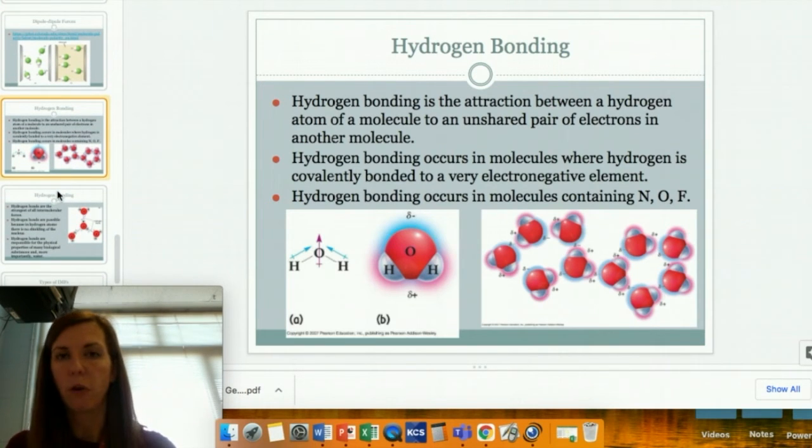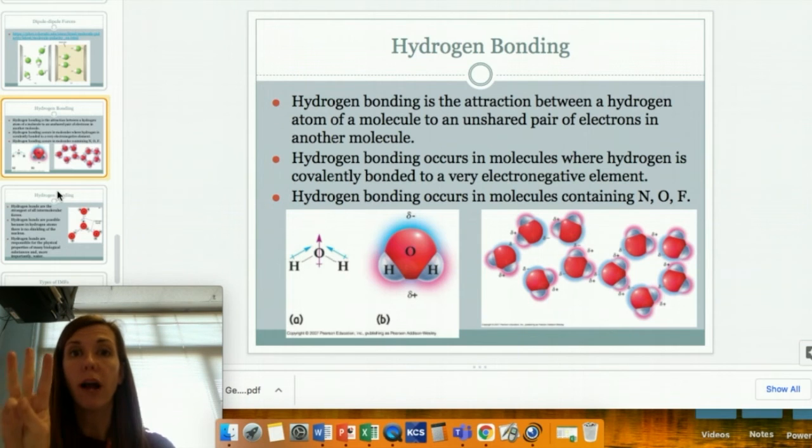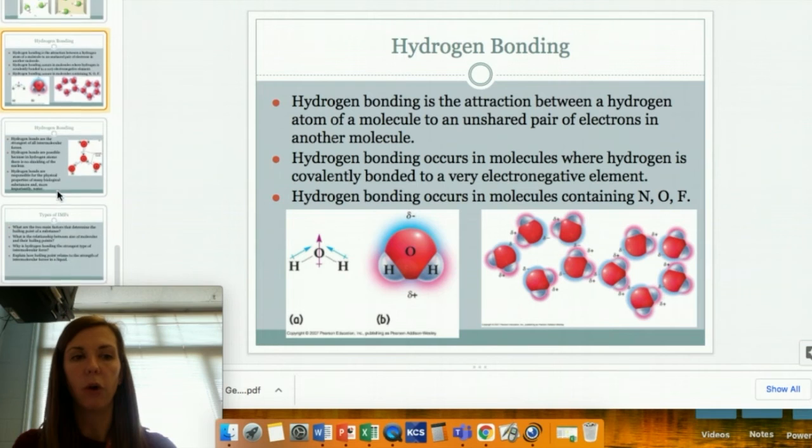Our third intermolecular force is called hydrogen bonding, and you may have heard about this when you were in honors biology last year. If you weren't, that's okay. We're going to talk about it now. So hydrogen bonding is the attraction between a hydrogen atom of a molecule to an unshared pair of electrons in another molecule. Hydrogen bonding occurs in molecules where hydrogen is covalently bonded to a very electronegative atom. And in fact, this will only happen when hydrogen is bonded to N, nitrogen, O, oxygen, or F, fluorine, NOF. So hydrogen bonding only occurs when hydrogen is directly bonded to N, O, or F.